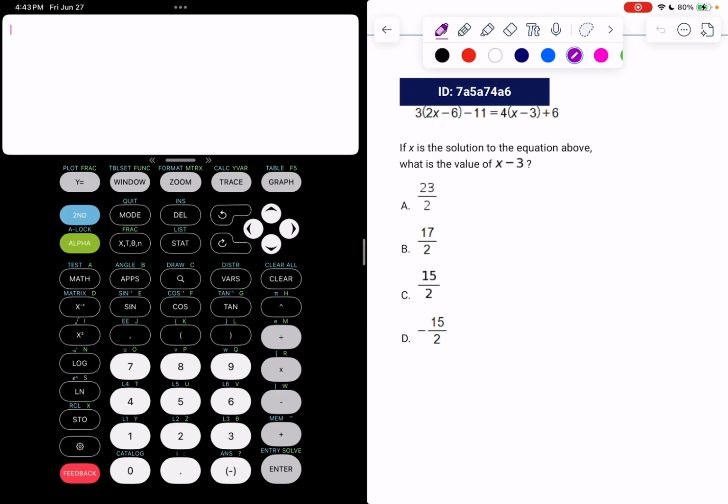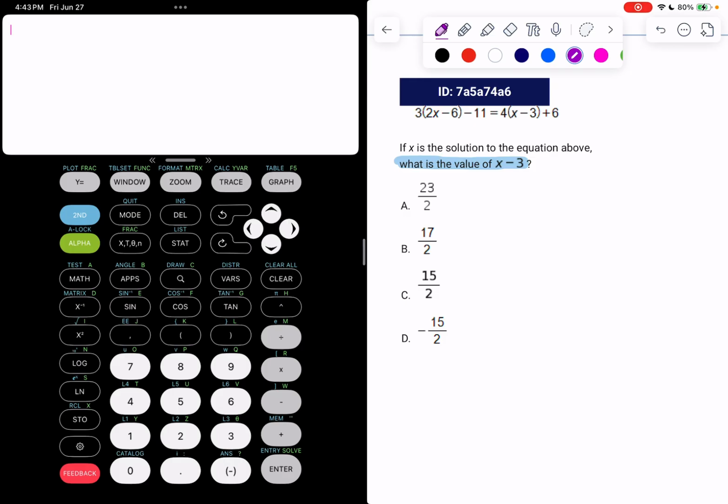Okay, welcome back. Let's do a bunch of practice for plug-in and backsolve. So looking at this problem, what are they asking us for? They're asking what is the value of x minus 3? We're looking for a value. So this is going to be backsolve. Look, the answer choices are a list of numbers. We can just try it back in the problem for x plus 3 and see if it works.